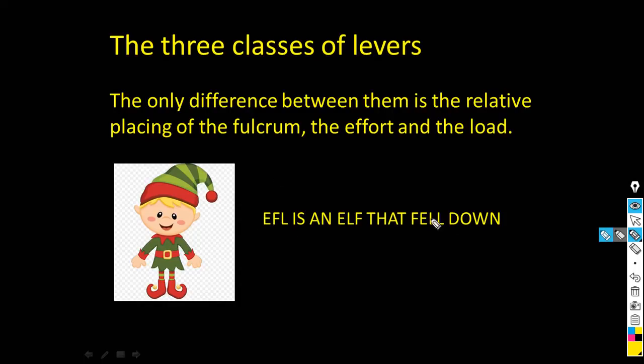So, for example, we have this phrase: Ethel is an elf that fell down, and these three words, the name of the elf, the word elf, and the verb or the action, stand for each class. This is the first class because you have first the effort, then the fulcrum, and then the load. You have the second class, which is effort, and then load, and then fulcrum, and then you have the third class, which involves first the fulcrum, then the effort, and finally the load. So you only have to memorize this thing and you're set.